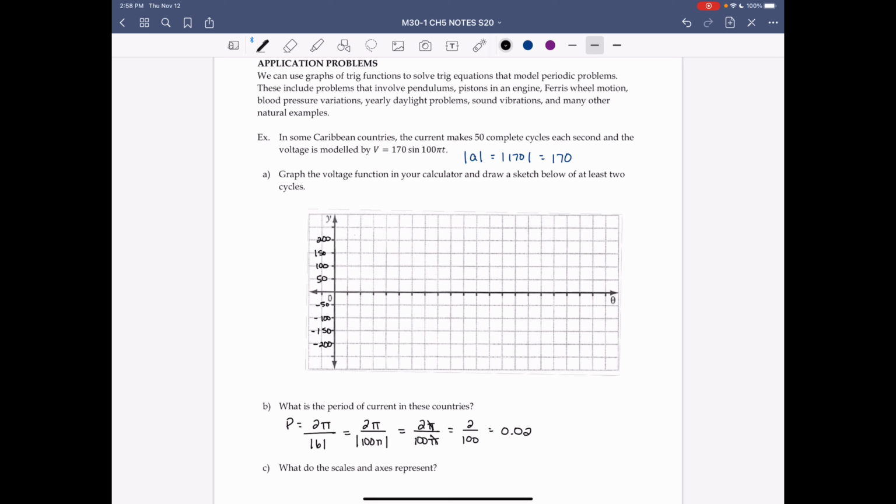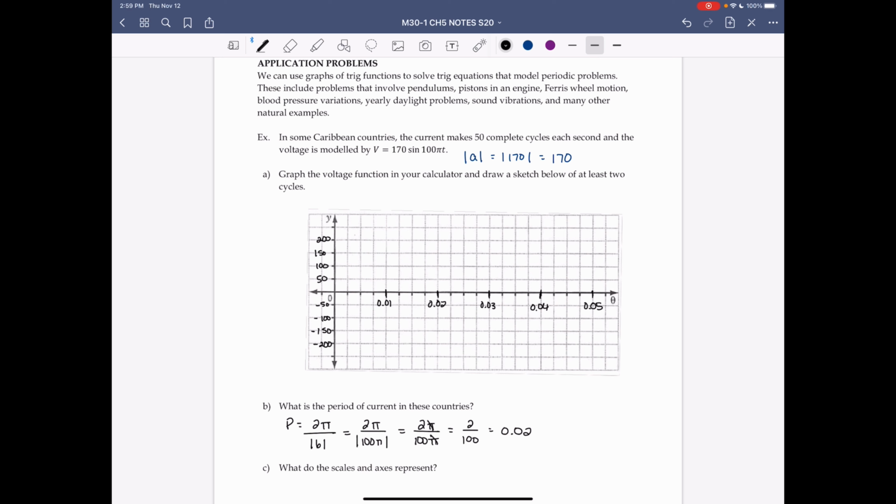So let's say that every 4 units on the x-axis is 0.01. 1, 2, 3, 4, 0.02, 1, 2, 3, 4, 0.03, 1, 2, 3, 4, 0.04, 1, 2, 3, 4, 0.05. So then 2 cycles will take up most of our grid here. And then we can plug this into our graphing calculator.